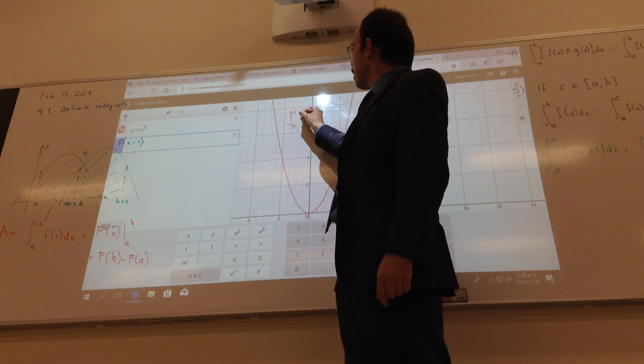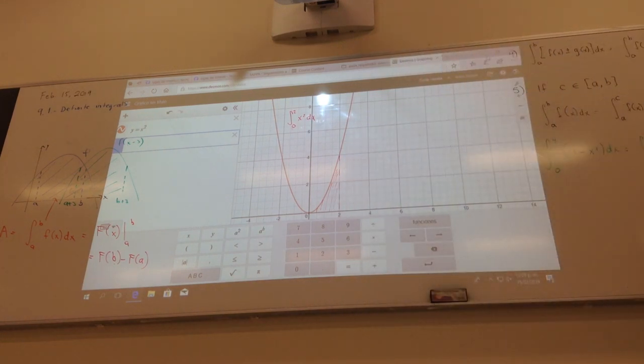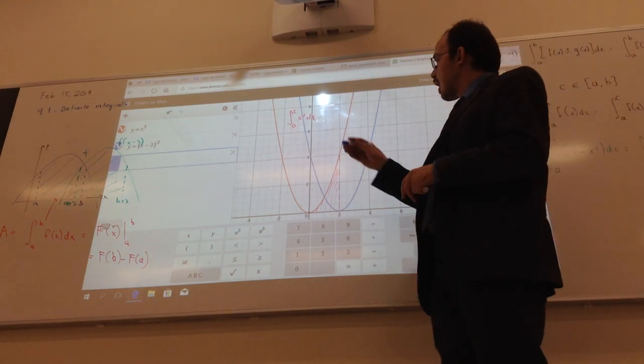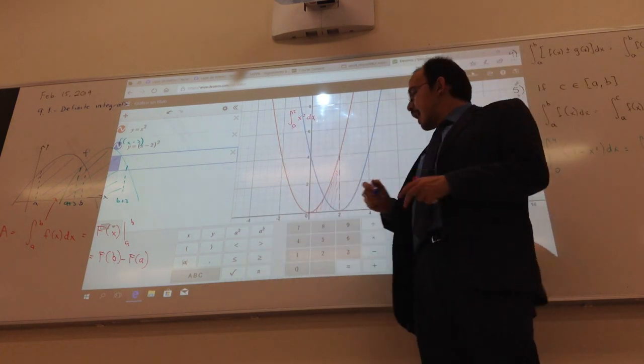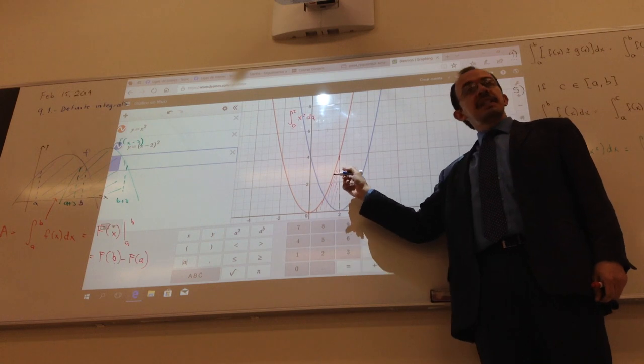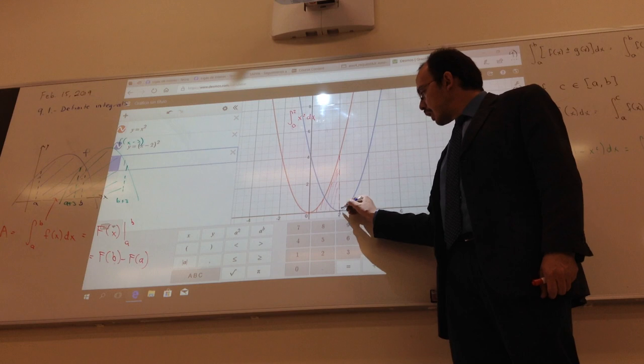From 0 to 2 of x squared dx, right? Now imagine that I graph another function. Let's say that I graph the function x minus 2 to the square. Okay? I moved my function where? To the right. That's why it's x minus 2 to the square. In order to have the same area, my limits are changed. Where? Now from here to here.